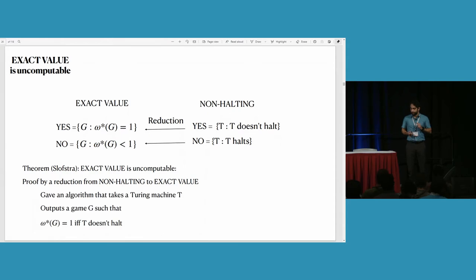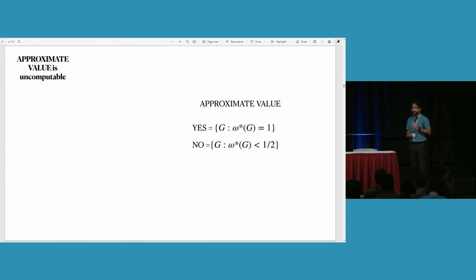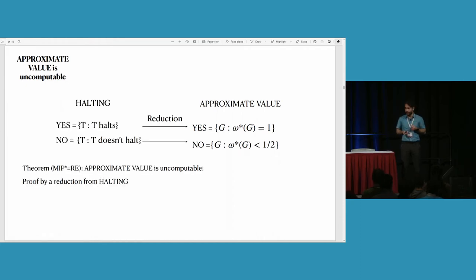Now, we also know that we have another problem, the approximate value. It's very similar to the exact value. The yes instances are exactly the same, the games with value 1. Now the no instances are those games with value strictly less than half. We call this approximate value problem because if I had access to an algorithm that could compute the value of a game approximately, then I could simply solve this decision problem, right? So that's the connection. That's why we call it approximate value. Now, MIP star equals RE proved that approximate value is uncomputable. That result proved that this problem is uncomputable by a reduction, this time from the halting problem.